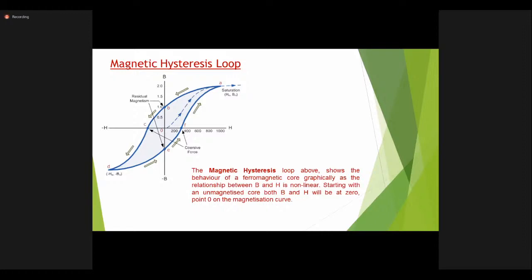At point B, B is leading but H is lagging. At point C, H is leading but B is lagging. Again at point E, B is leading, H is lagging. In this way, one of the quantities will always be leading and the other quantity will always be lagging. This is a special category case of ferromagnetic materials. They exhibit the property of hysteresis.